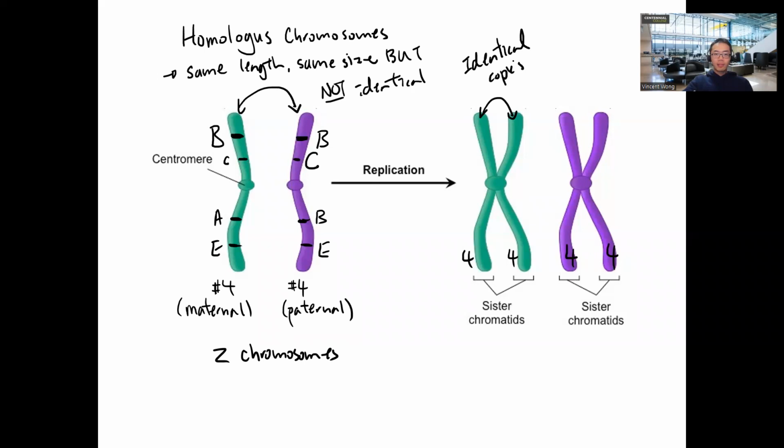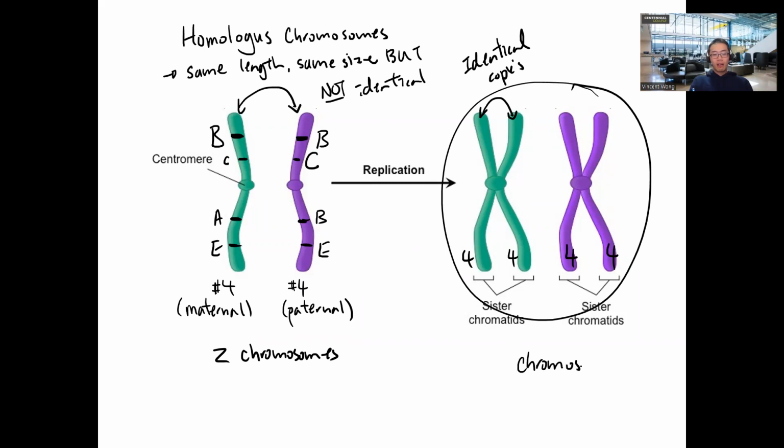Identical copies. Okay, these are not identical copies. They are homologous chromosomes. Okay, so let me ask you again. We started with chromosomes. After DNA replication, how many chromosomes do we have here? How many chromosomes do we have here? Please type the answer in the chat box.